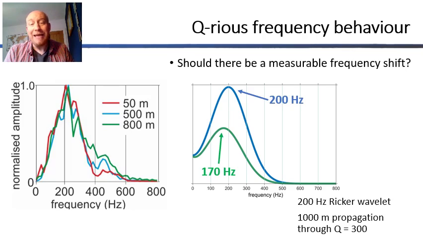And you can see that indeed there should be some detectable frequency shift. The dominant frequency goes from 200 Hertz to 170 Hertz. So even though ice is an efficient propagator of seismic energy, for a Q of 300, we still should expect to see some frequency change. So what's going on?